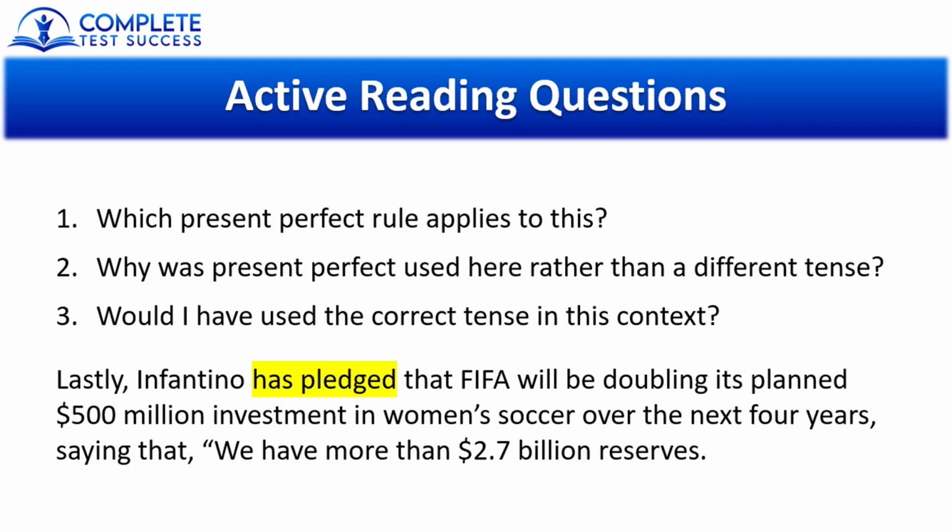So here we can see present perfect was used, and now I need to go through the 3 questions. Number 1. Which present perfect rule applies to this? This is for something that happened in the past but is important in the present. Number 2. Why was present perfect used here rather than a different tense? In this case, present perfect is the most suitable because the time when it happened isn't important. Therefore, present perfect is more suitable than past simple in this situation.